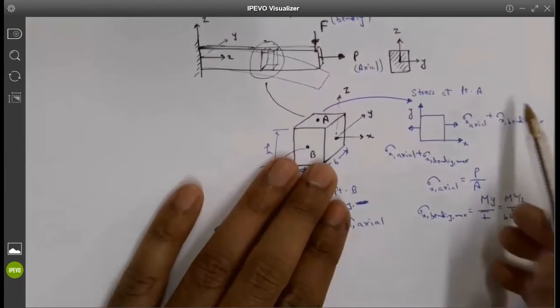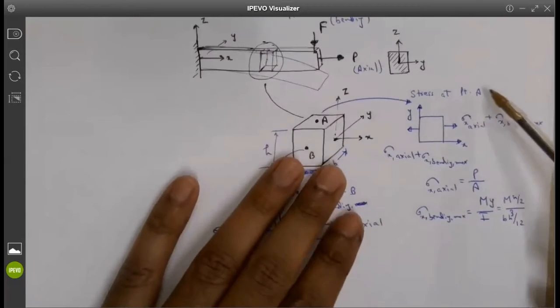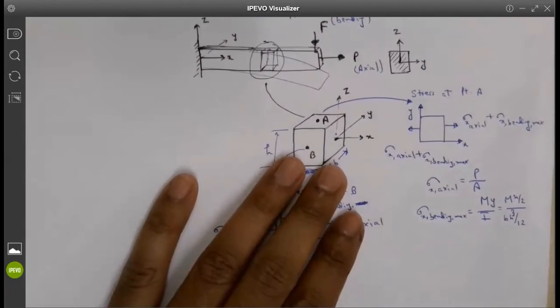Let me ask you this. To all the students in this class, is there something in this that you are not understanding? Any variable, any symbol, any representation, any notation you are not understanding?